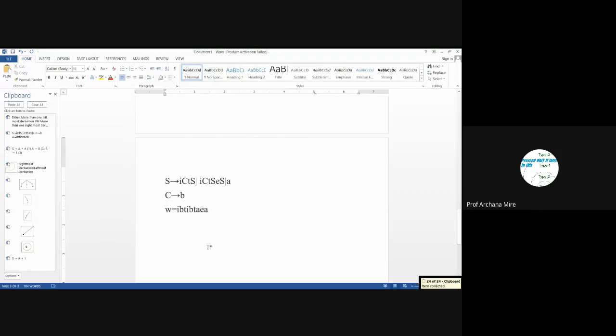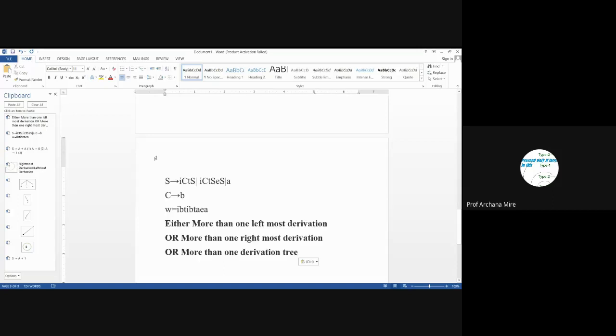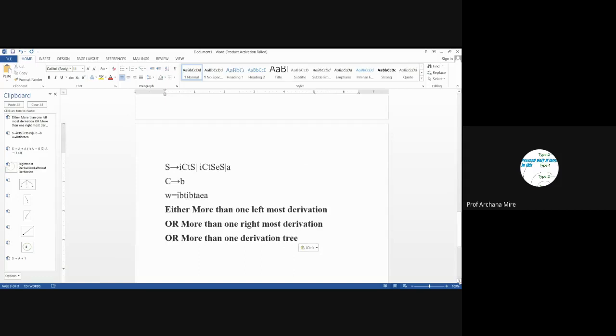Generally what happens when students solve this type of question, they find one leftmost derivation, they find one rightmost derivation, and they draw one derivation tree and they say that the grammar is ambiguous. Although the grammar is ambiguous, this is not the way to solve this problem. We are not supposed to find one leftmost derivation, one rightmost derivation, and one derivation tree.